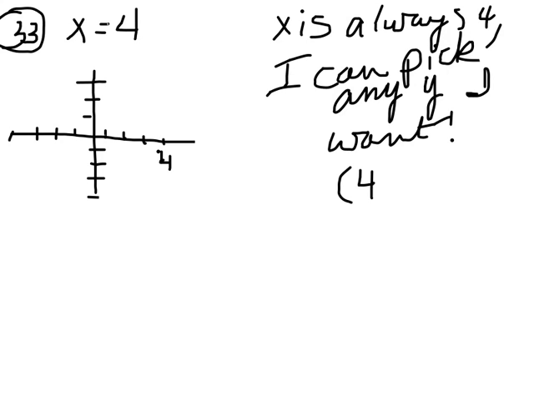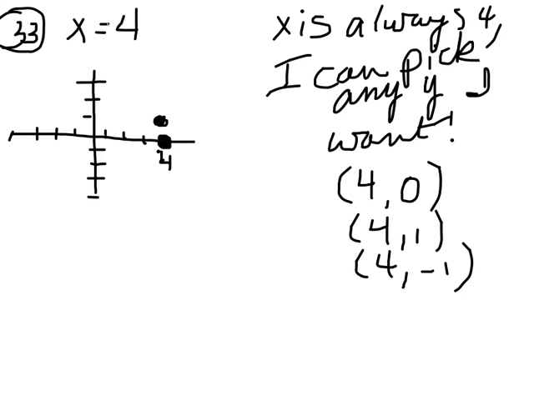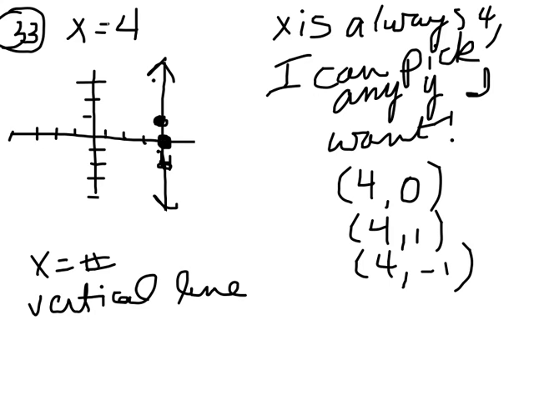If x is 4, I could pick y as 0. Well, that'd be right here, wouldn't it? If x is 4, what if I picked y as 1? If x is 4, I could pick -1. Oh, look at that. That's a vertical line. Anytime you see x equal a number, it's a vertical line through that number.